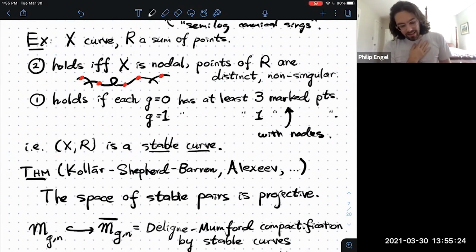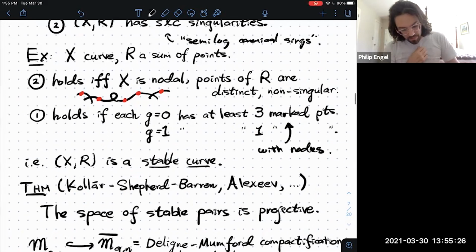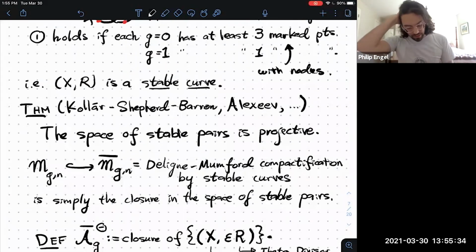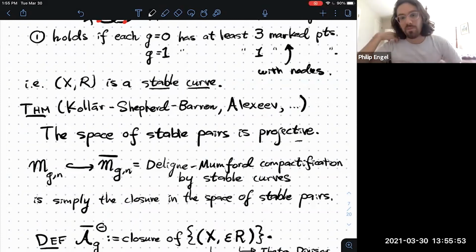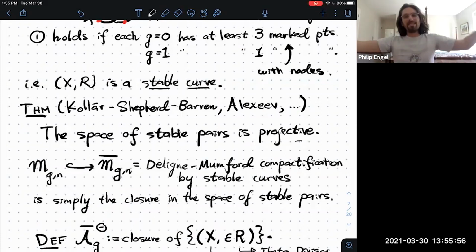That is just to say that a KSBA stable pair (X, R) is just the same notion as a stable curve. And so the theorem of Kollár, Shepherd-Barron, Alexeev, and now others, concerning the projectivity rather than just the properness, is that this space of stable pairs is projective. To be fair, what I really mean is an irreducible component of the space, because there's maybe a countable number of components, but I just want to restrict to one component.